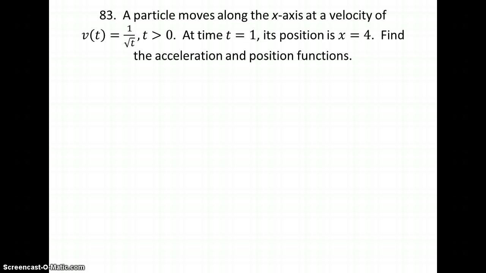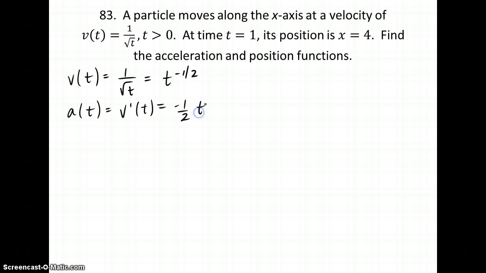Number 83, a particle moves along the x-axis at the given velocity. At time 1, its position is 4. Find the acceleration and position functions. All right, let's start with velocity. Writing that as a power rule, t to the negative 1/2 power. The acceleration is just the first derivative of velocity, negative 1/2, t to the negative 3/2. So negative 1 over 2t to the 3/2.